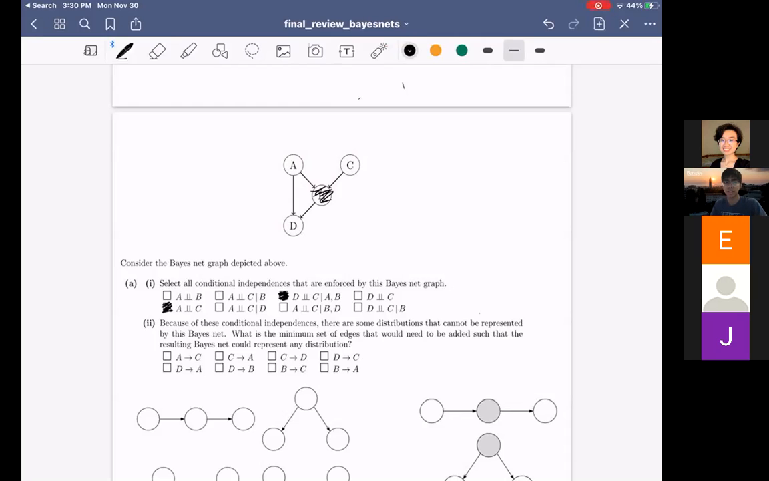Any questions on that section? Or do people want me to go slower or faster?